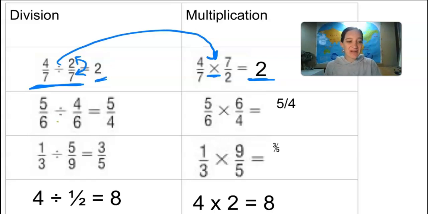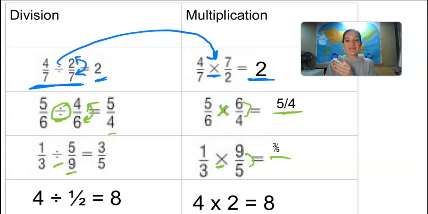Okay, with this example, if we divide by 4/6, we get 5/4. Well, if we change this to multiplication and we flip the 4/6 to be 6/4, we still get 5/4. Again, if we divide by 5/9 and change that to times 9/5, our answer is still 3/5. If we take 4 candy bars, cut them in half, we end up with 8 pieces. Well, 4 times 2 is 8, and that's just 1/2 flipped over to be 2 wholes.